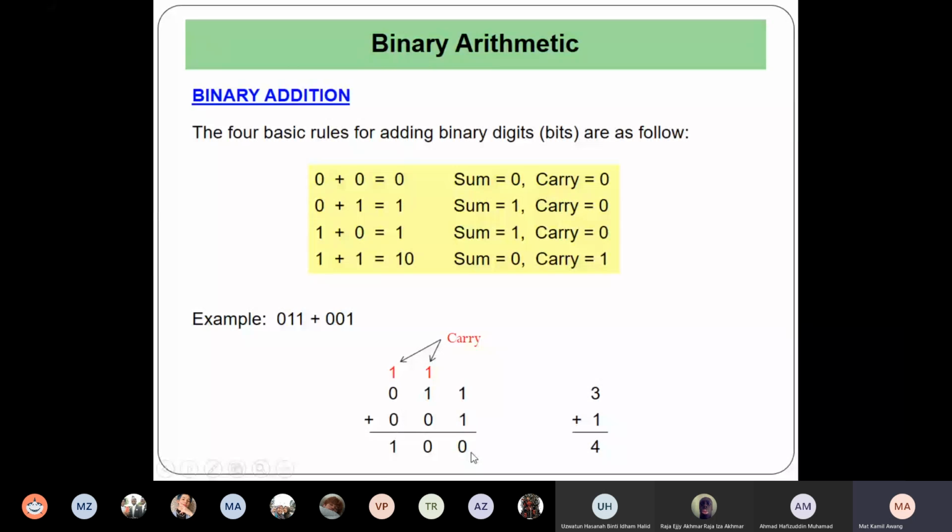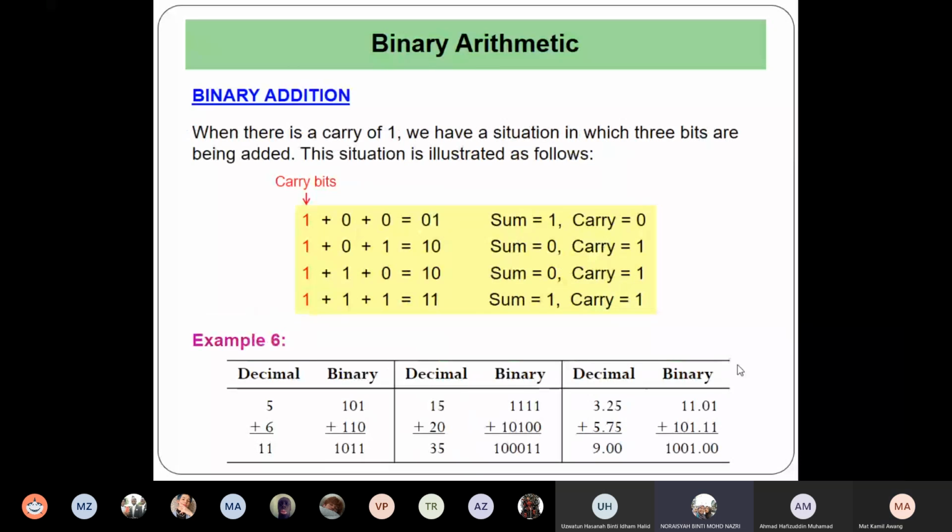If you want to check whether it's correct or wrong, you convert into decimal. 0, 1, 1 is 3, and 0, 0, 1 is 1. So 3 add 1 is 4. 4 is 1, 0, 0. So yes, this is correct. Okay. Clear? Simple. Sir, repeat the 3 and the 1.